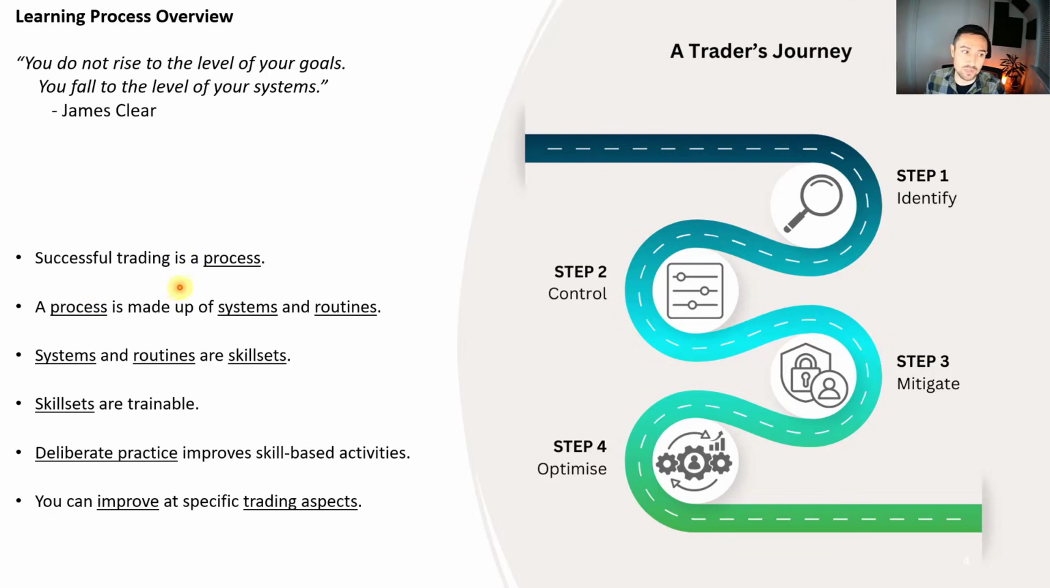So it's understanding here with a trader's journey, okay? Successful trading is a process. A process is made up of systems and routines. Systems and routines are skill sets. So if they're skill sets, they're trainable. Deliberate practice improves skill-based activities. So you'll see that we'll do a lot of deliberate practice in every single session that we do. The final part, the second half, is going to be deliberate practice on the learning topic. I think deliberate practice is very, very important. You can improve at specific training aspects utilizing deliberate practice.